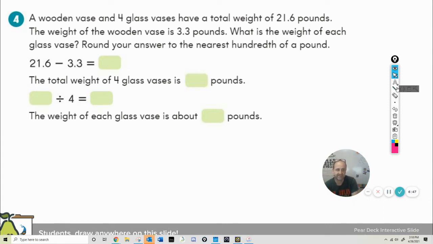All right. 21 6/10 minus 3 3/10 is 18 3/10. The total weight of the 4 glass vases is 18 3/10 of a pound. Oh, they want us to go to the nearest hundredth.